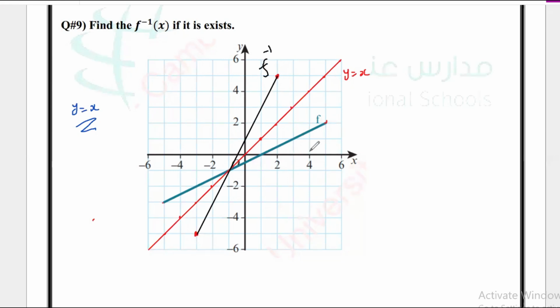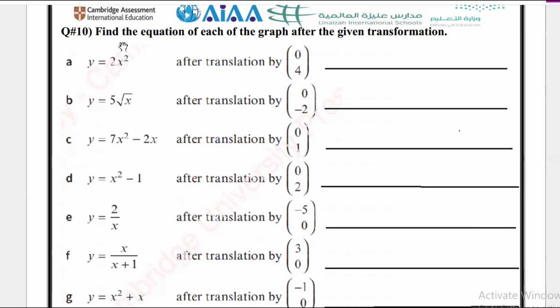function of f. Here we are looking for the equation of each of the graphs after applying a transformation. So basically this is a translation, and this translation is along the y-axis. So we just add 4 to the given equation. The new equation will be y = 2x² + 4. The second one is also a translation, and the translation vector is (0, -2), and it means 2 units down along the y-axis. So straight away we will add on the right side the square root of x, minus 2. This is the required new equation.